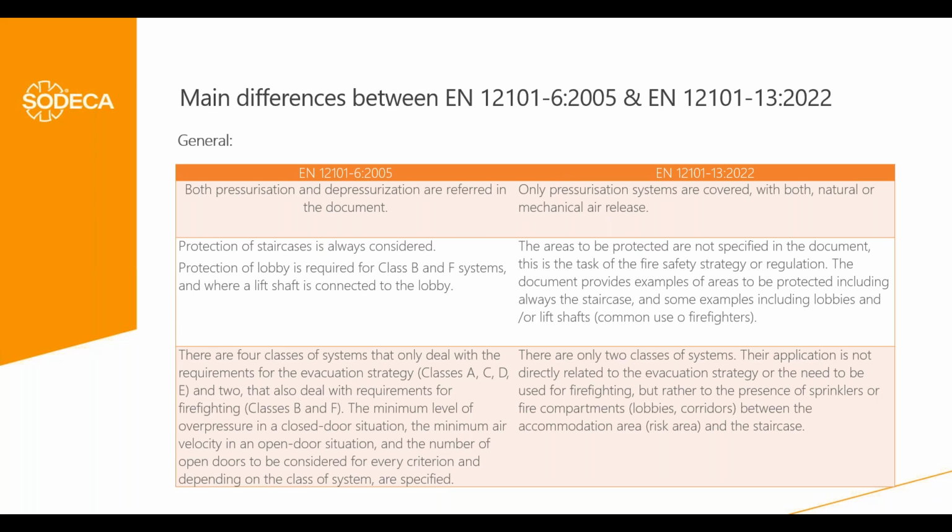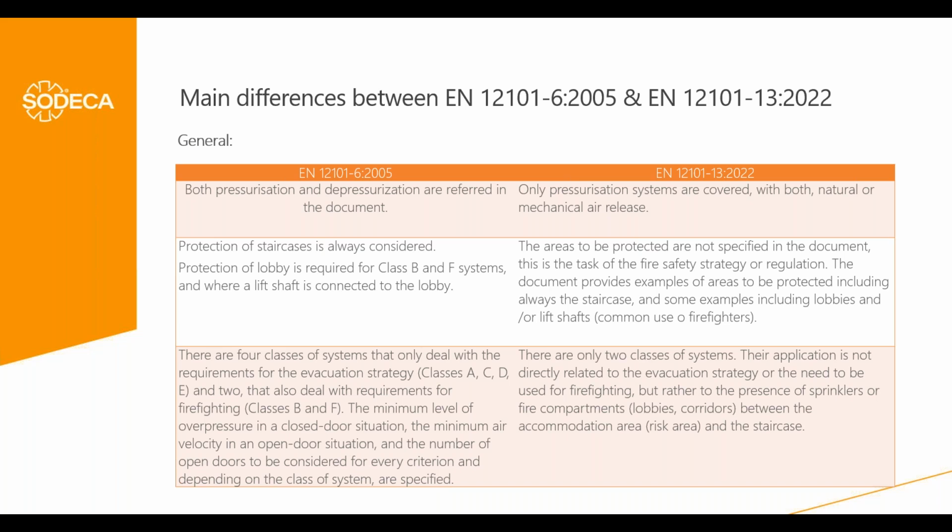In terms of the spaces to be pressurized, in both cases, staircases are always considered, but in the part 6 for class B and F, the lobbies were required to be pressurized, and also the lift shaft for firefighters. And also in the rest of cases, when we had a lobby connected to a lift shaft, it also was required to pressurize either the lobby or the lift shaft. In the new part 13, the spaces to be pressurized are referred to the requirements in the national regulations. So it's the national regulations who establish, depending on the building, if the lobby has to be pressurized, if the lift shaft has to be pressurized, etc. The staircase, of course, has always to be pressurized.